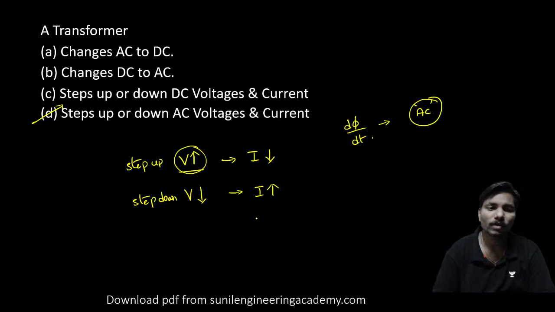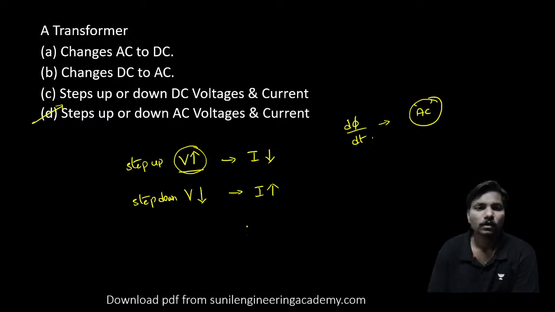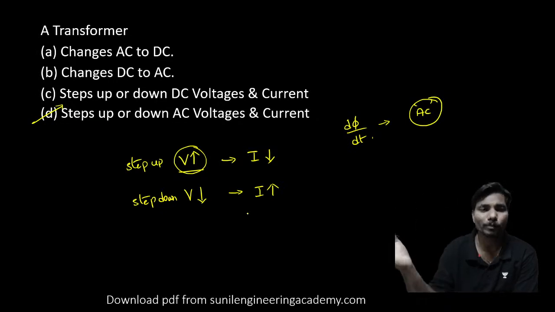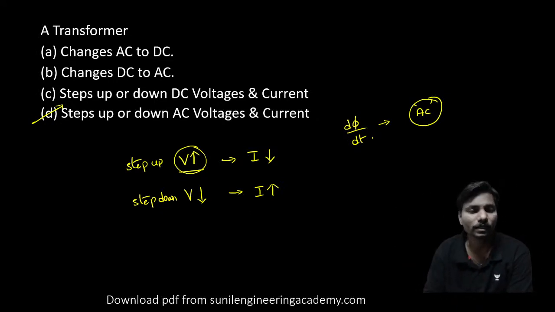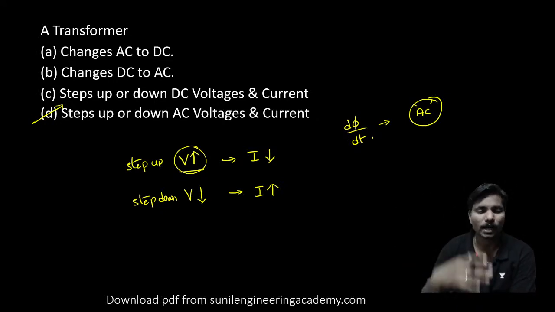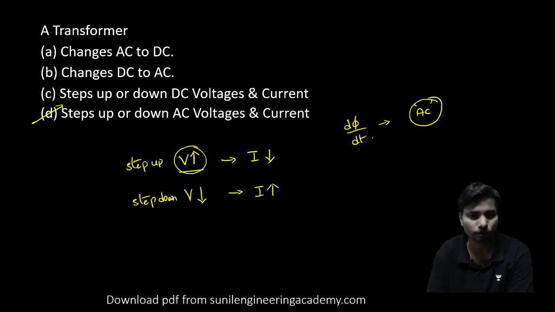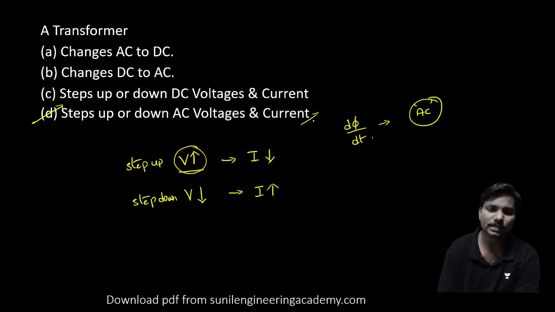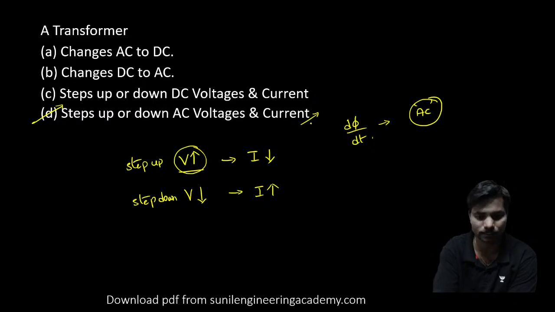For DC, what will happen? The transformer may not work for DC because the flux is not changing at all, so the EMF produced will be 0. With no opposing EMF, the primary winding resistance is very low, so a high current flows and the primary is going to burn. That's why a transformer is not operated on DC.